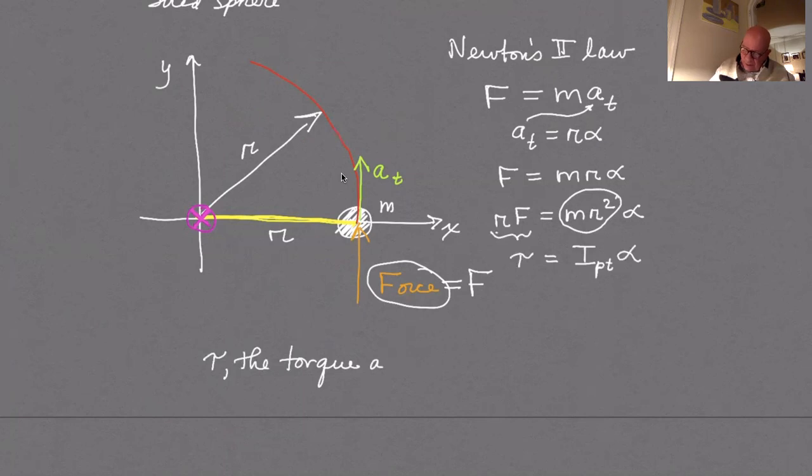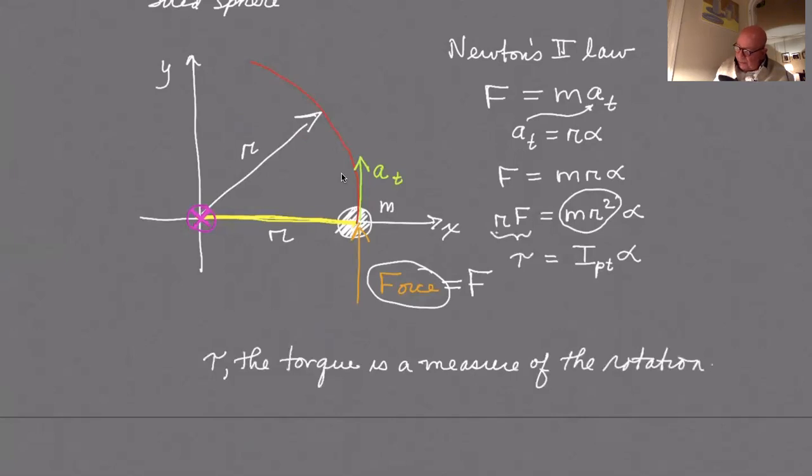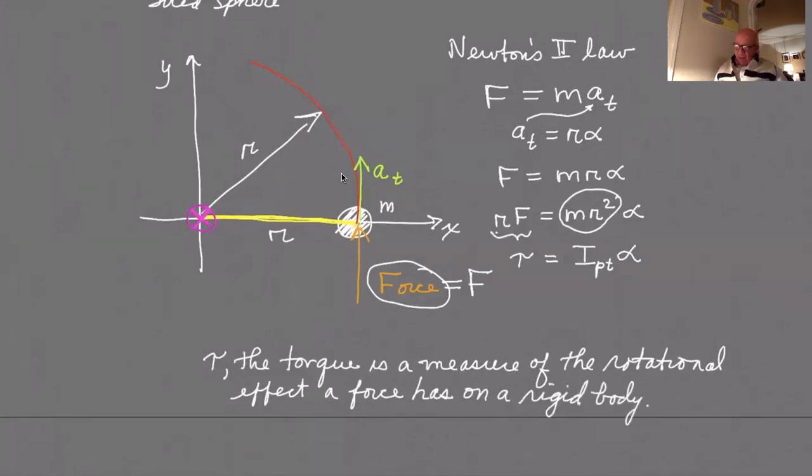Let's see if we can. So, we'll get there. Torque is a measure of the rotational effect a force has on a rigid body, in our case, okay? In our case, the rigid body is this point mass, okay?